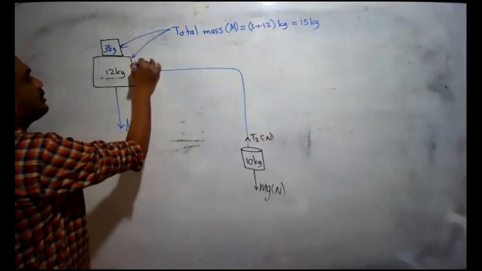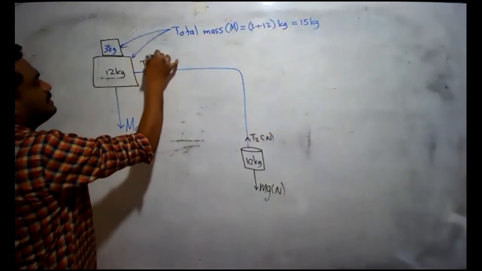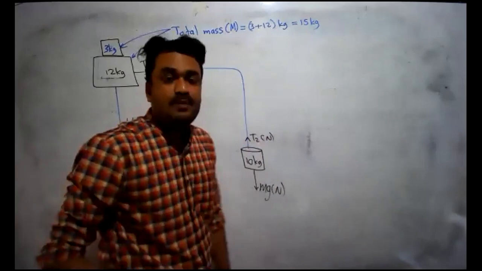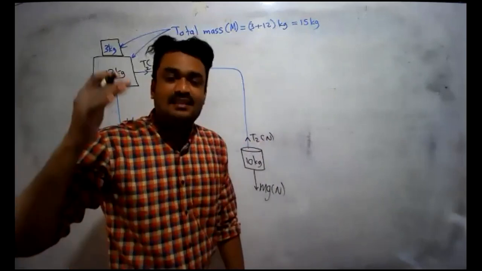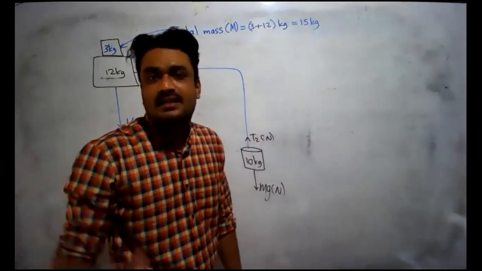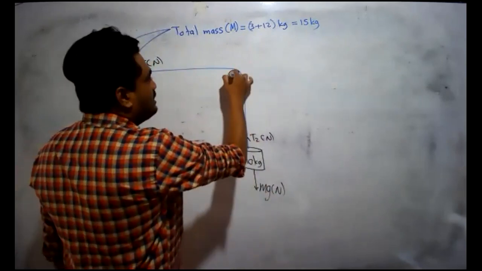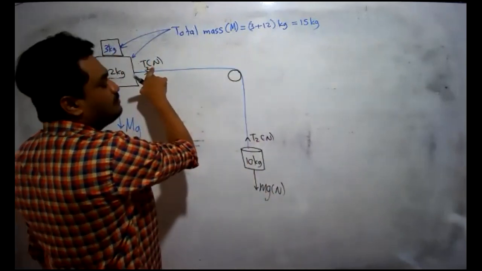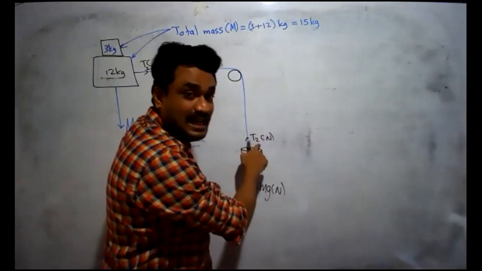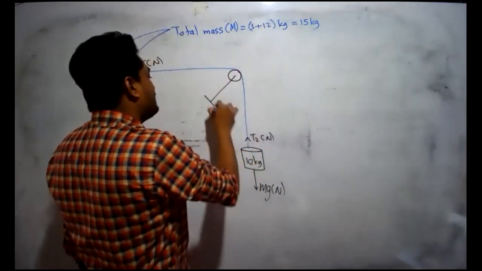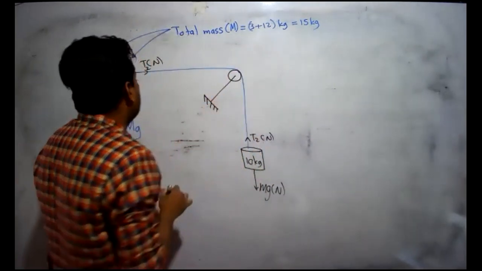When a string does not have a mass, it has the same tension everywhere. Last week we proved it. A string has the same tension force everywhere when it does not have a mass. But if the string has a mass, the tension force here will be T2, tension force here will be T3. But here it is given that the string is a light string.